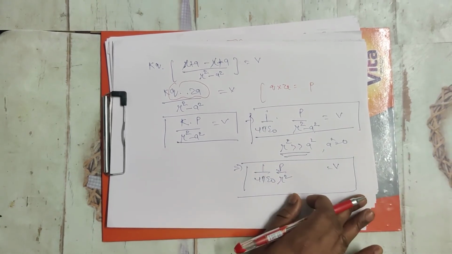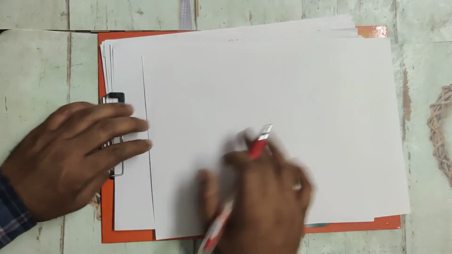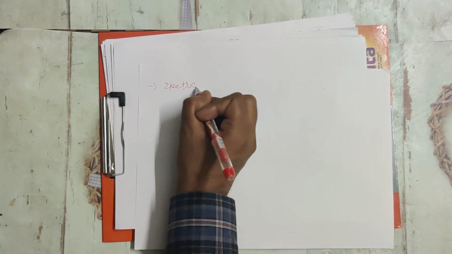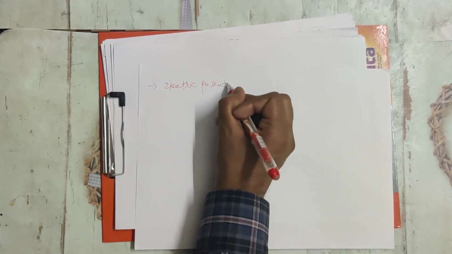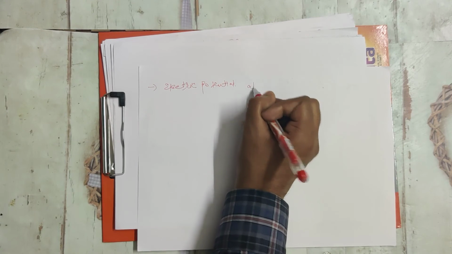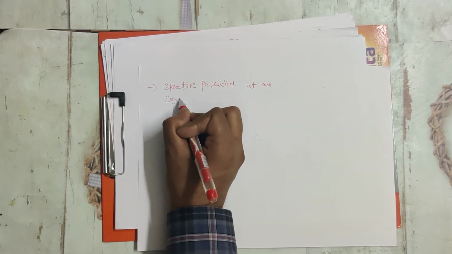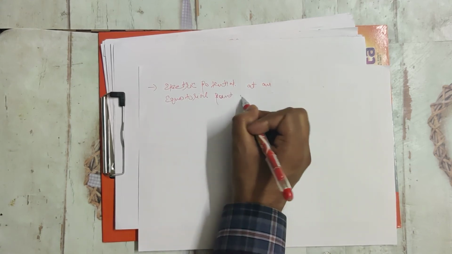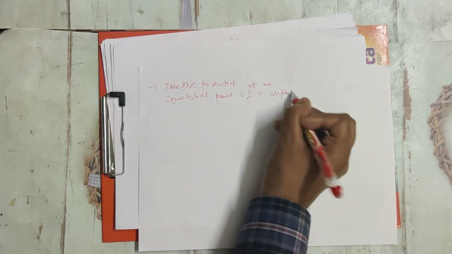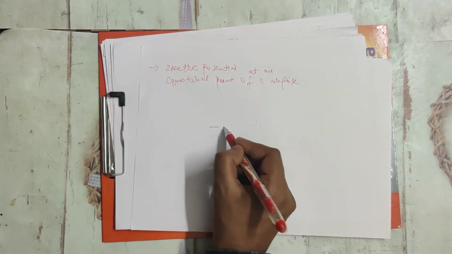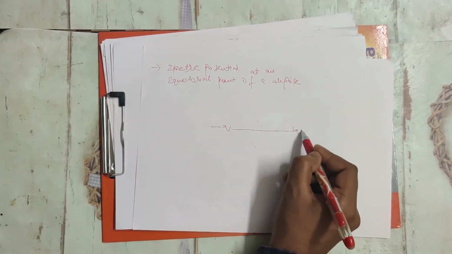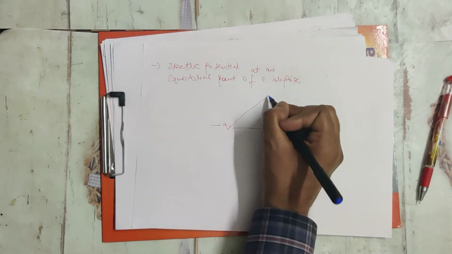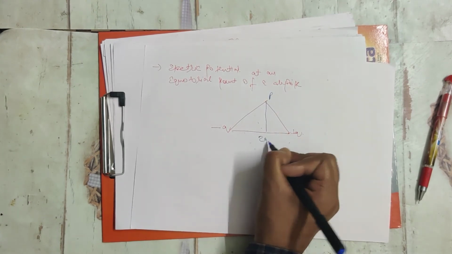So our next topic is electric potential at an equatorial point of a dipole. It would be like this: minus Q charge and plus Q charge due to the dipole, or due to the equatorial point. Always take these points. This is point P, this is 2A, and this is R.